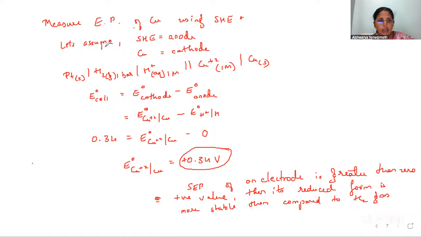So you can see here plus 0.34, the answer is positive. So whatever I had assumed, that copper is cathode, that is also true. Copper being cathode electrode. So reduced form of copper is more stable. That's what is happening. Copper is cathode, so that is more stable. So reduction occurs. So Cu plus 2 will take the electrons, gain, and it will form Cu. Is that clear? Okay, fine.